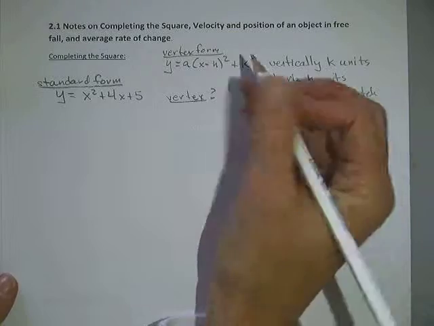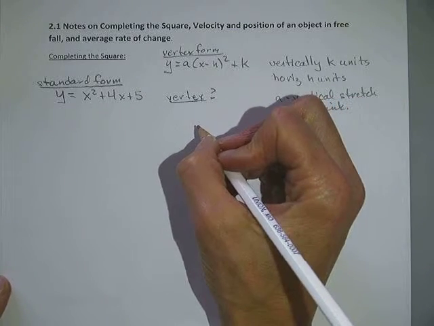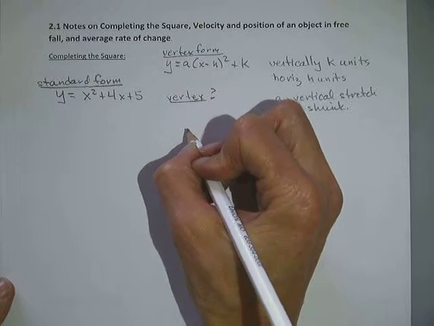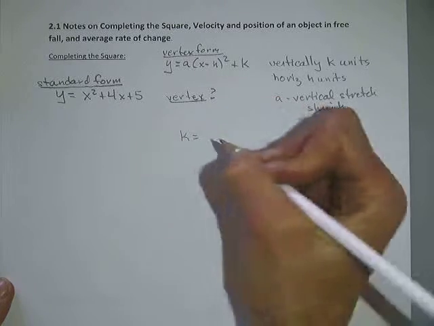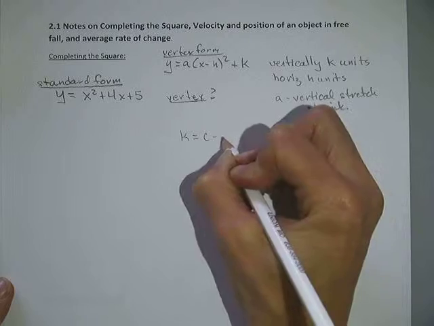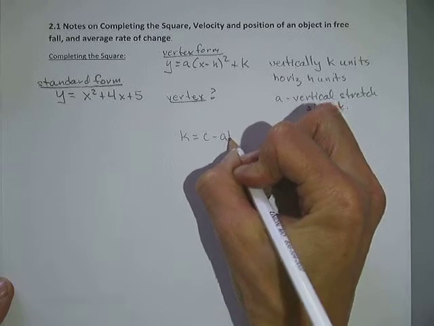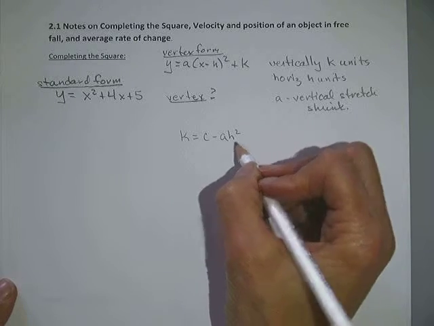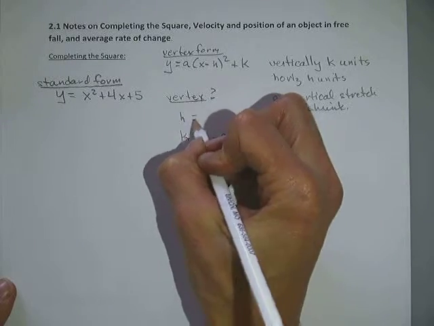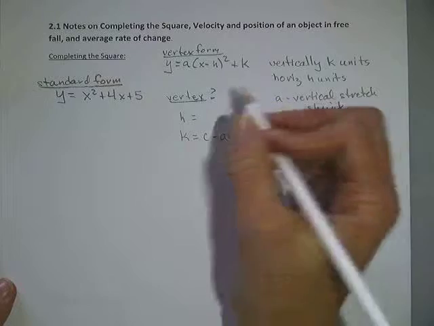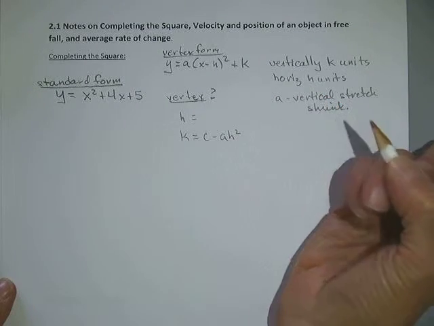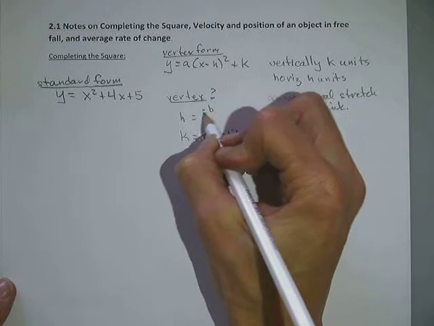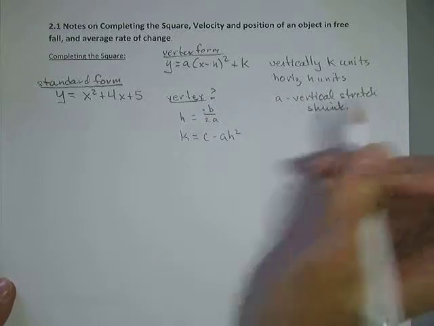Yep, there was a formula for h and a formula for k. k equals c minus ah squared. There you go, nice job. How do we find the h? Because we do need to find the h. That was something over something. Anybody remember the h? Negative b over 2a. There you go.